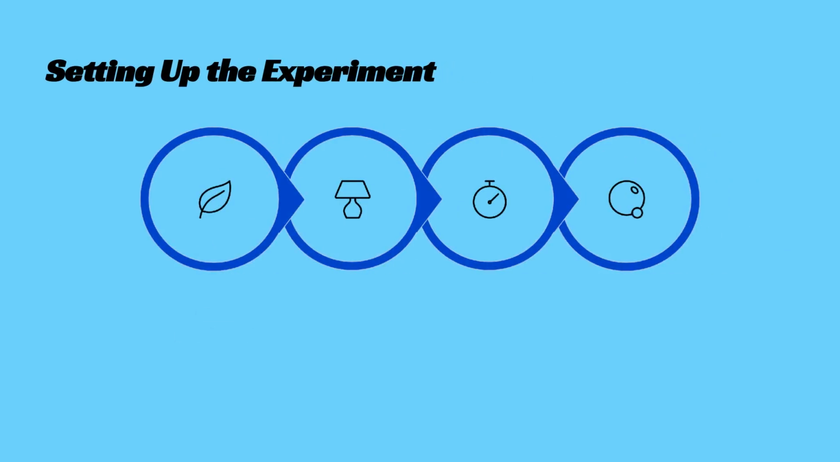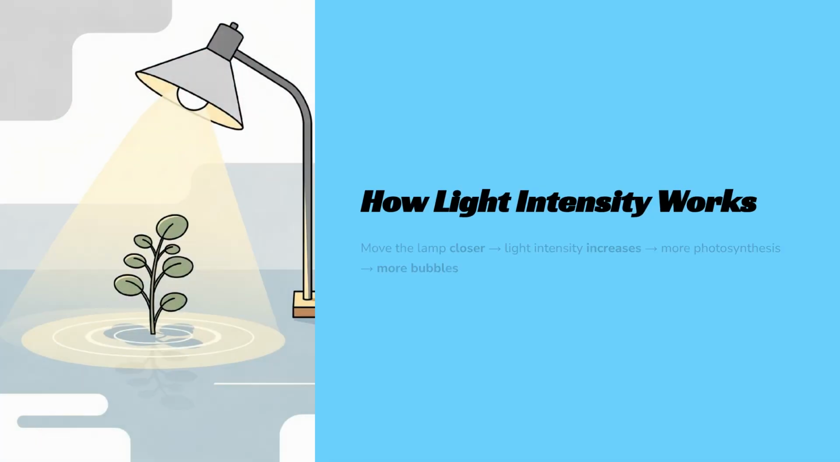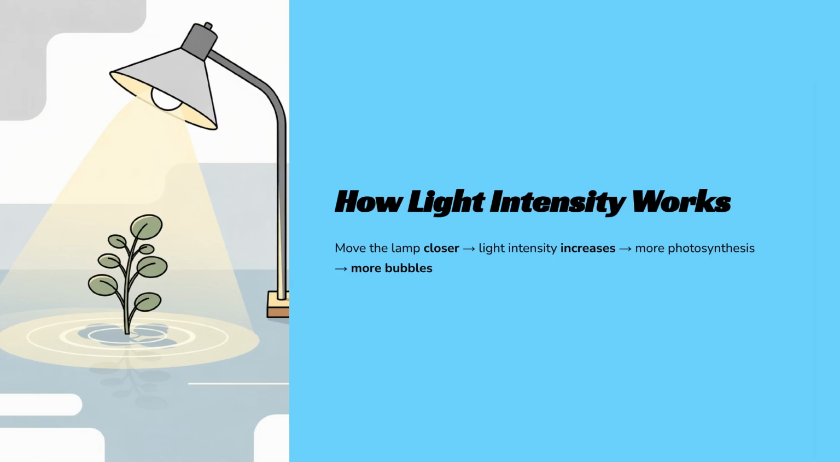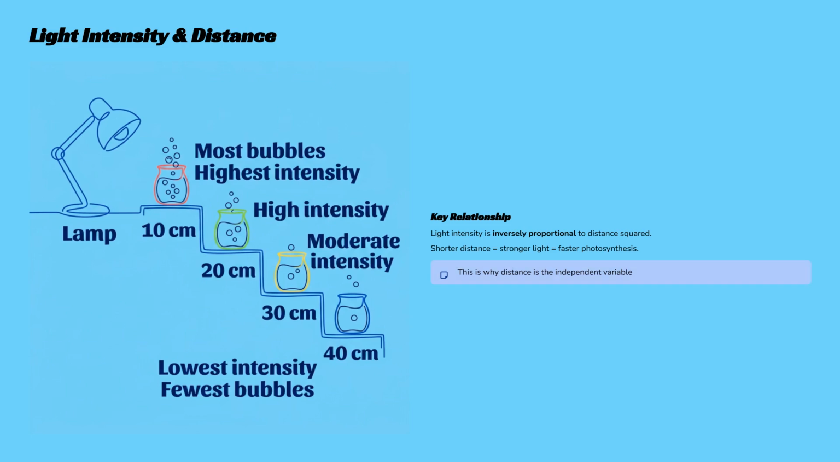To set up the experiment, place the pondweed, position the lamp at a set distance, allow time for acclimatization, and then count the bubbles. Make sure to let the pondweed acclimatize before recording results at each distance. Light intensity is critical. Moving the lamp closer increases light intensity, leading to more photosynthesis, and thus, more oxygen bubbles. The relationship between light intensity and distance is an inverse square relationship. Shorter distance means stronger light and faster photosynthesis. That's why distance is your independent variable.